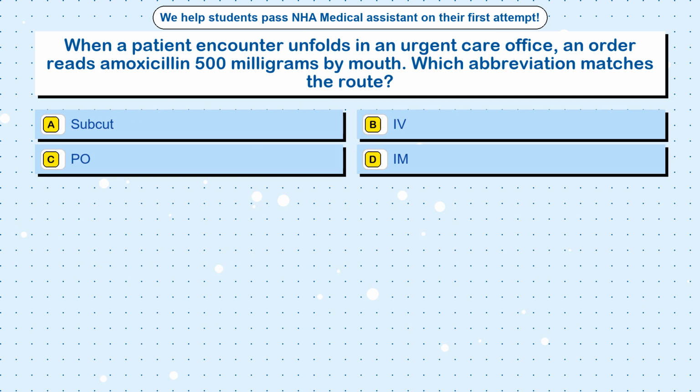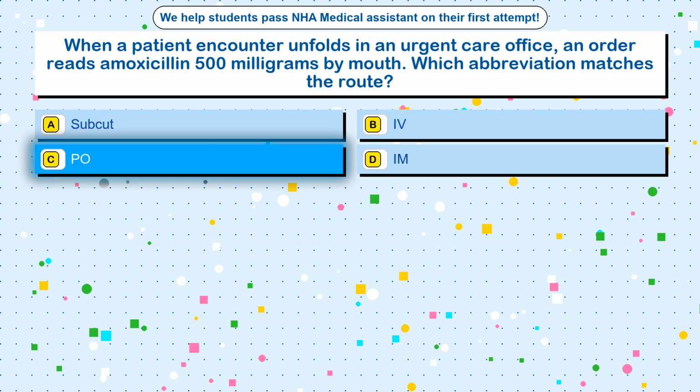Question 75. When a patient encounter unfolds in an urgent care office, an order reads amoxicillin 500 mg by mouth. Which abbreviation matches the route? Option A. Subcut. Option B. IV. Option C. PO. Option D. IM. The correct answer is option C.